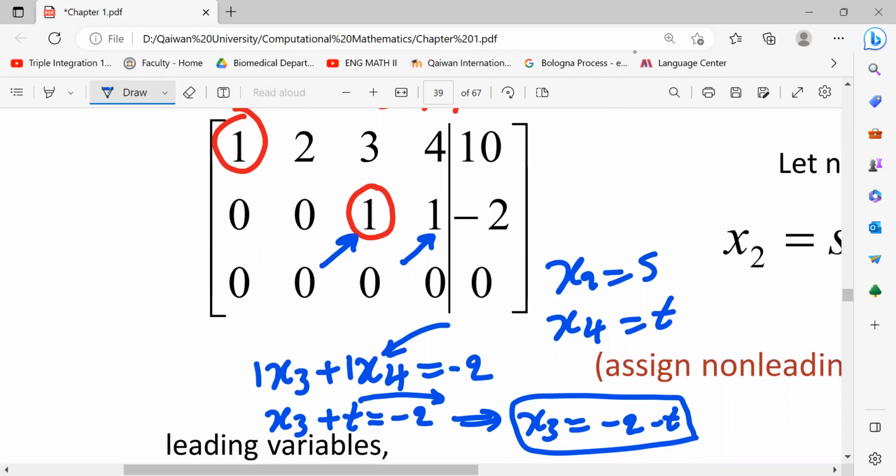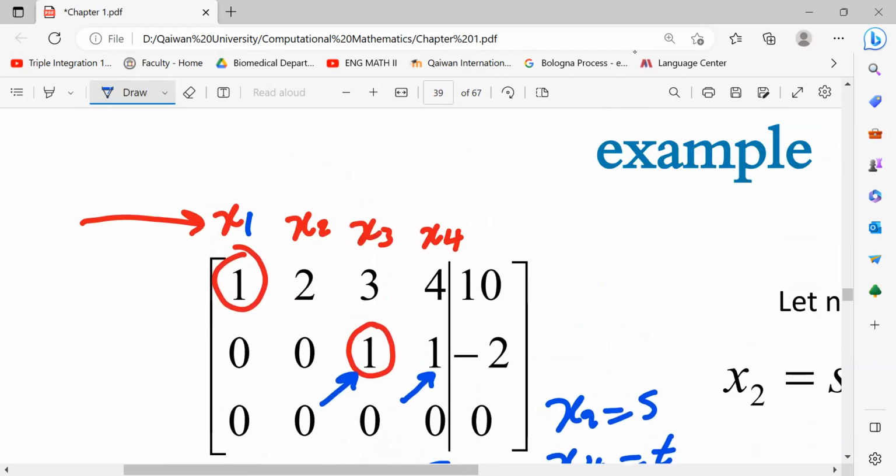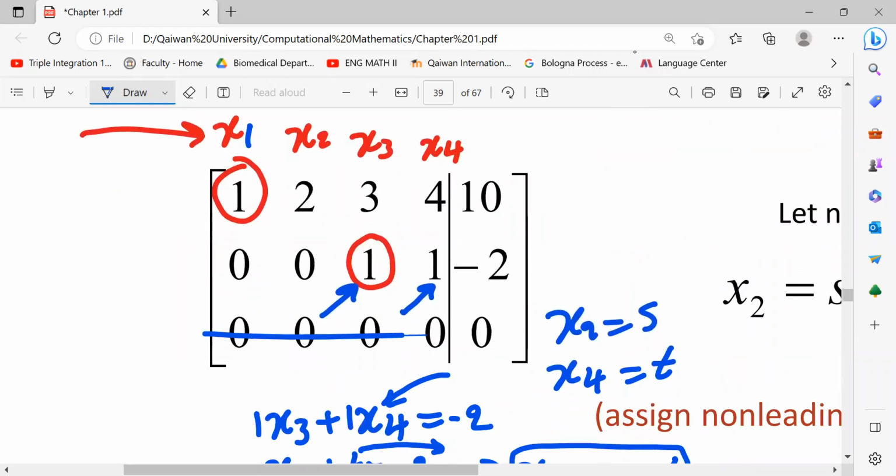If the number of equations is less than the number of variables. How many equations do we have here? 3, but one of them is 0. Okay, so we have 2 equations. How many variables? 4. So the number of variables is more than the number of equations. In this case, we need to assign parameters.